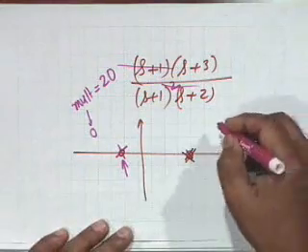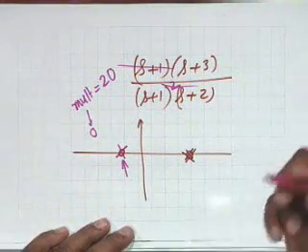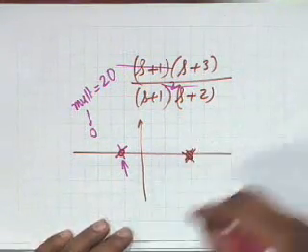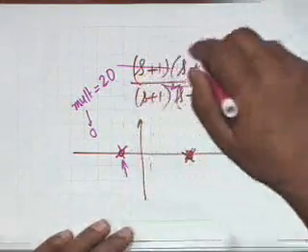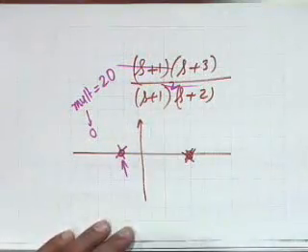Just like if you differentiate a function 20 times, you don't put 20 dashes. What you do is d superscript 20. So this is the way. But let me give you a challenging example.